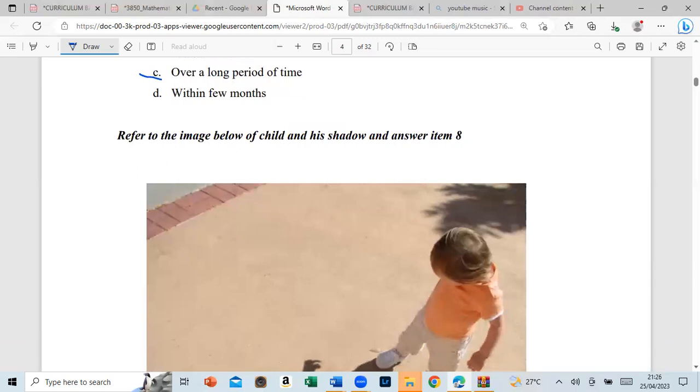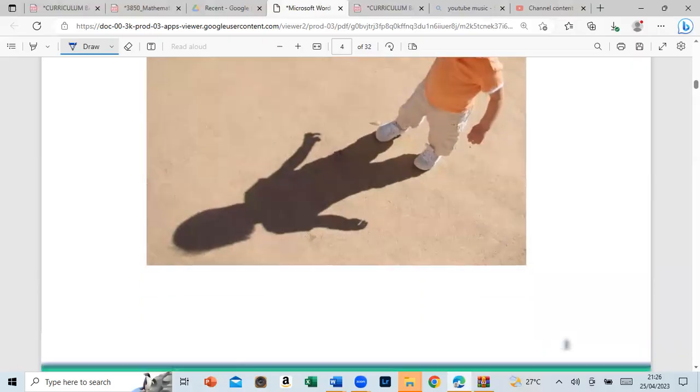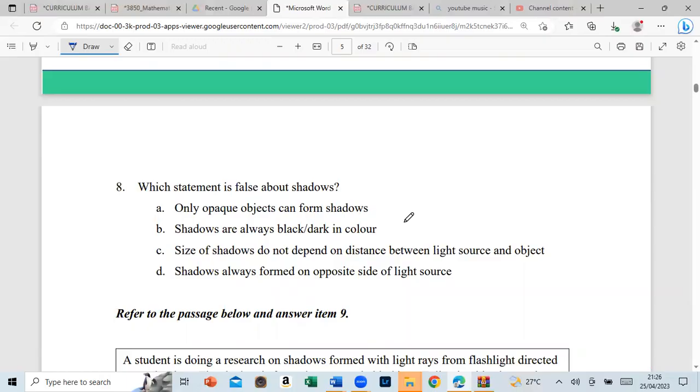Refer to the image below of the child in the shadow and answer item 8. So the child and the shadow, right? Which statement is false about shadows? A, only opaque objects can form shadows. B, shadows are always black, dark in color. C, size of the shadow does not depend on the distance between the light source and the object. D, shadows always form on the opposite side of the light source. And that would be C. The size of the shadows does not depend on the distance between the light source and the object.